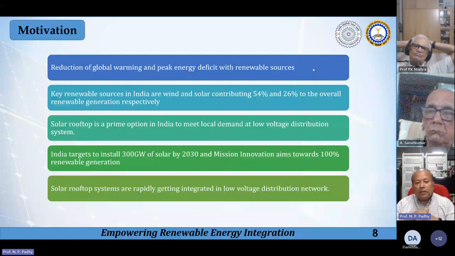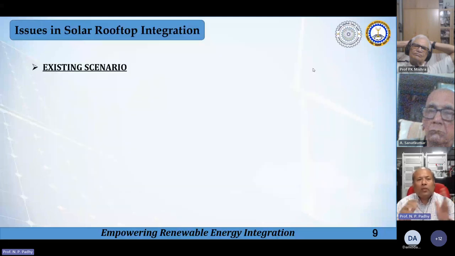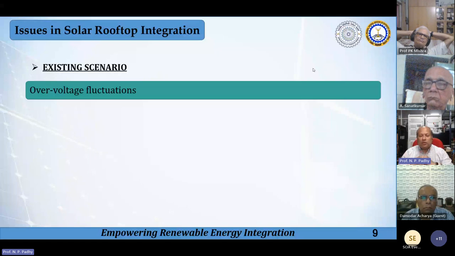Now, solar rooftop systems are rapidly getting integrated in the low voltage distribution network, and hence voltage oscillations and challenges. So what is happening today? There are two major problems. You all might have seen that because of huge PV installation, randomly integrated into the distribution system, we all experience overvoltage fluctuation, because the load keeps oscillating, the generation also keeps oscillating, and there is no certainty what time, how much PV will be available to me. So all the low voltage distribution systems experience overvoltage fluctuation.